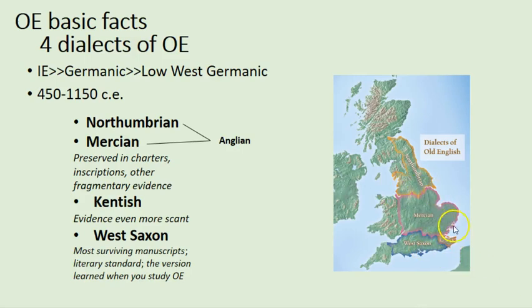Now, Mercia is fairly large, and sometimes people identify a 5th dialect called Anglian, but that usually can be divided between Northumbrian and Mercian. This area here is Anglia, East Anglia. Now, we don't have that much evidence of Northumbrian or Kentish. We have a little bit more of Mercian, where we find that it's preserved in charters, which is to say deeds, contracts, property deeds, and inscriptions, often in stone. Sometimes you have inscriptions in stone crosses.